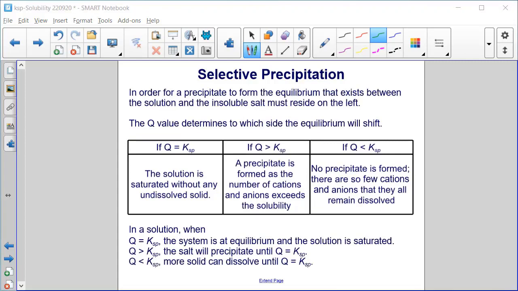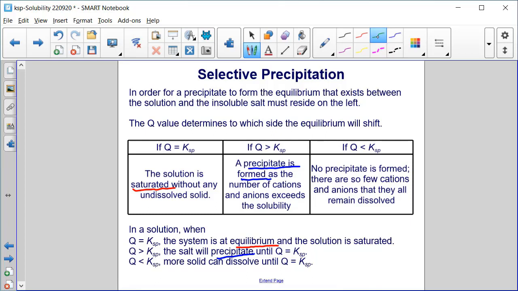If Q is equal to KSP, the solution is saturated and there's no undissolved solid, so we won't see any precipitate. At this point, we would say that the system is at equilibrium. If Q is greater than KSP, then a precipitate is formed as the number of cations and anions exceeds the solubility. So in this case, we will see a precipitate until Q is equal to KSP, at which point equilibrium is established.